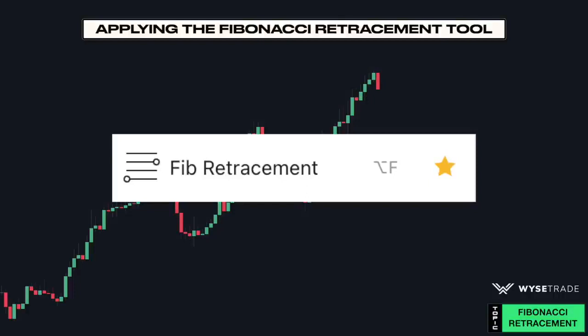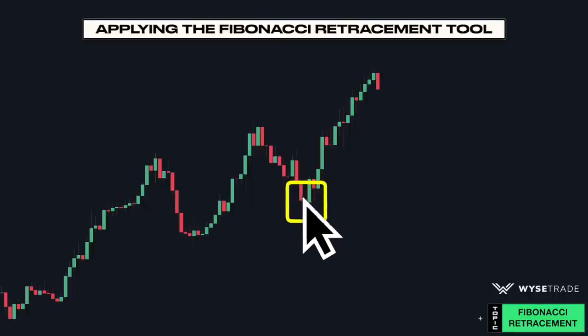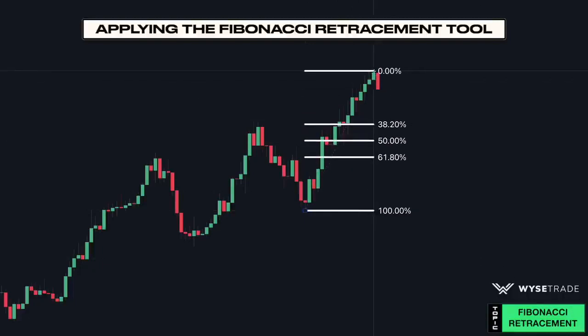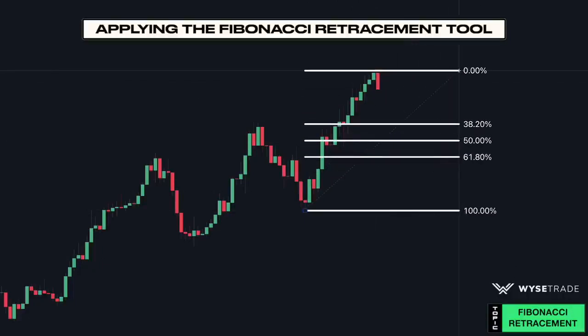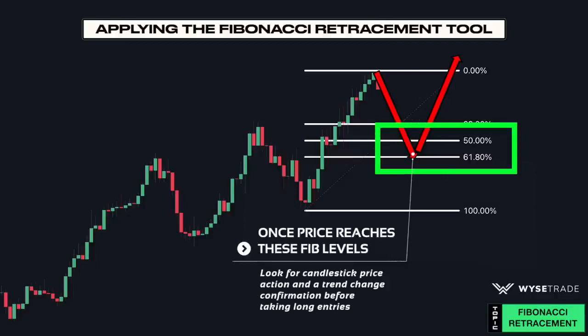So you take your Fibonacci tool. Click at the recent swing low here, drag it up to the recent swing high, and then move it a bit to the right so that it stretches out, and then click again to lock it in. Your Fibonacci levels are here to the right. So once price reaches any of these Fibonacci levels, you would look for candlestick price action followed by a trend change confirmation before taking a long entry.